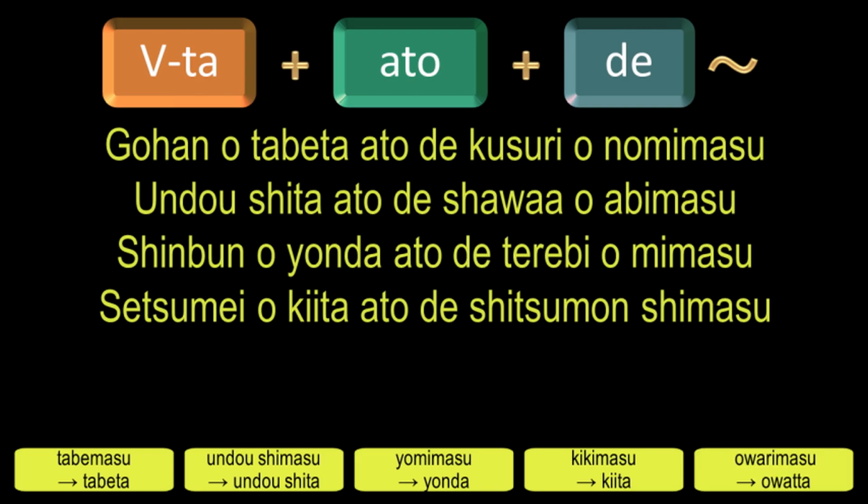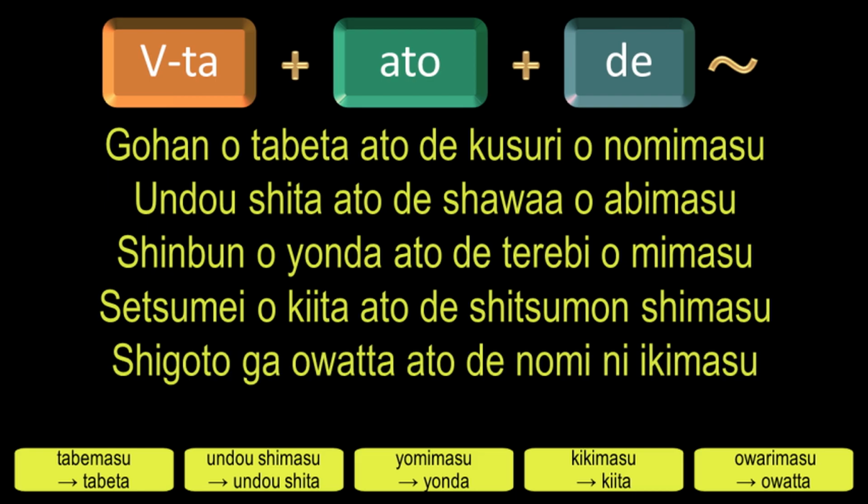The verb owarimasu means to finish or get over and the ta form is owatta. By adding atode, we will get owatta atode, which means after it finishes or after it gets over. And to say I will go to drink after my work is over, in Japanese it will be shigoto ga owatta atode nomi ni ikimasu.